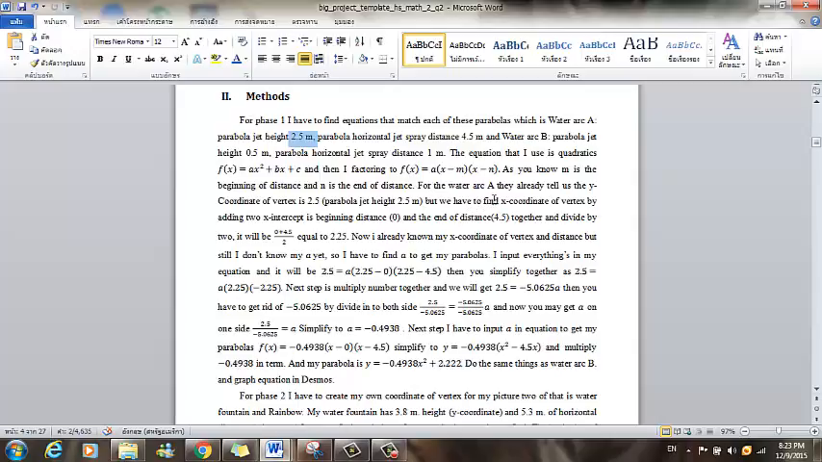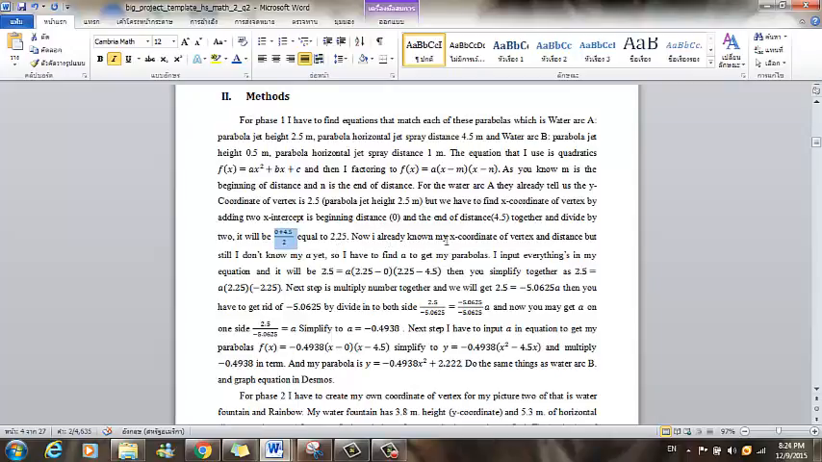But we also have to find x coordinate of vertex because we don't know it yet. So we have to add the two x-intercepts together and divide by 2. The two x-intercepts are the two distances that you have. The 0 is the beginning of the distance and 4.5 is the end of the distance. Then you divide it by 2. It's going to be like this and it's going to equal 2.25.